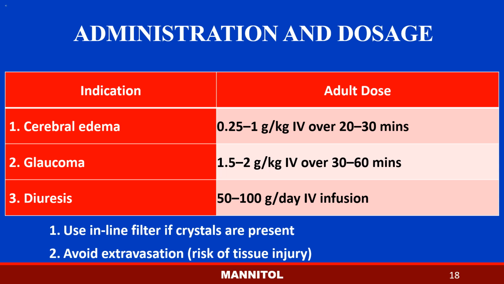2. Glaucoma. Adult dose: 1.5–2 gram per kilogram IV over 30 to 60 minutes. Mannitol can be used to lower eye pressure in glaucoma. 3. Diuresis. Adult dose: 50 to 100 g per day IV infusion. Mannitol can be used for promoting urine output.